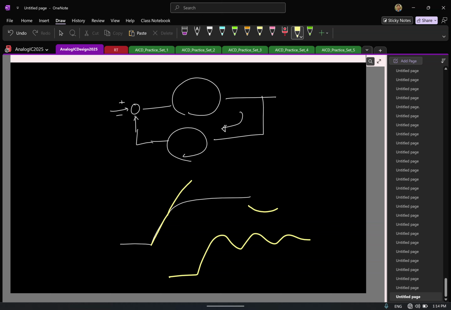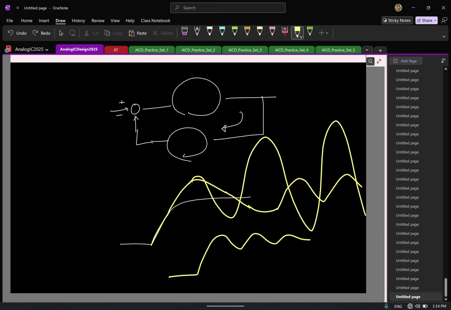So anytime you have a lot of delay in a negative feedback system, what can you say about the overall closed loop system? It can become unstable. That is why when you have more and more poles, you have more and more delay, it can become more and more unstable.